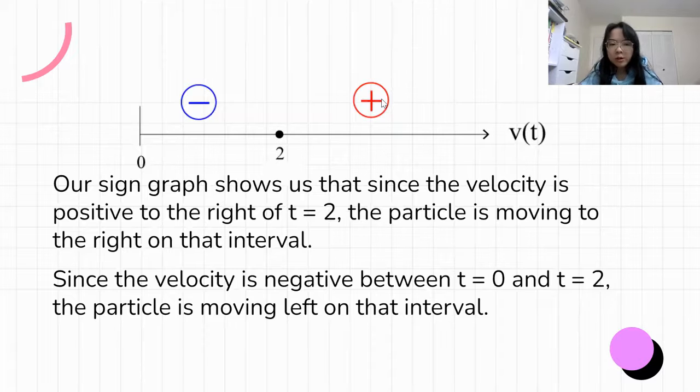So after making a sign graph, our sign graph shows us that since the velocity is positive to the right of t = 2, the particle is moving to the right on that interval. Since the velocity is negative between 0 and 2, the particle is moving left on that interval.